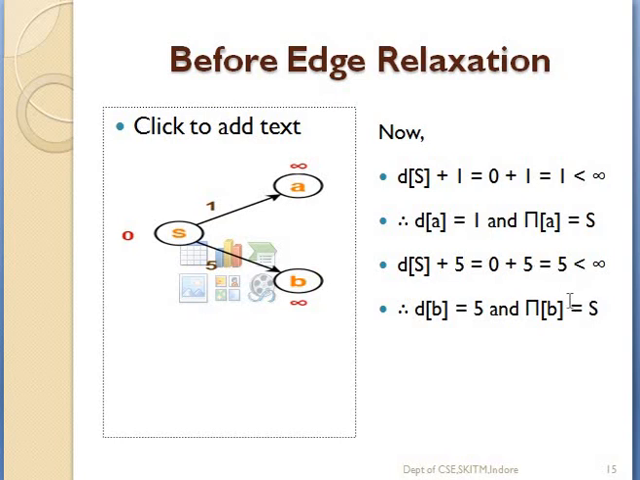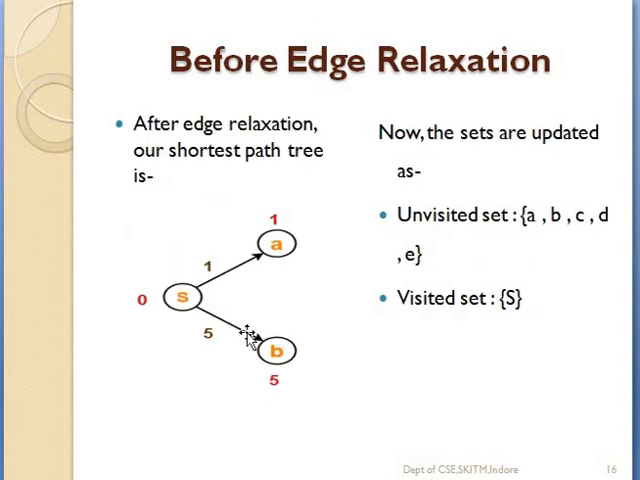Both of these values are less than infinity, which is what they were initially, so both values are the minimum. After edge relaxation, our shortest path tree looks like this. For node A the total cost is 1, and for vertex B the total cost is 5. Then we update the sets: the unvisited set is A, B, C, D, E and the visited set is S.